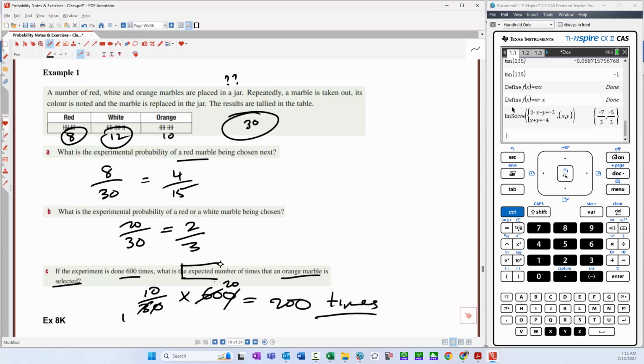Now again, note that this is the expected number of times. It's not guaranteed to happen that way because we don't really know, one, how accurate this data is here, and also because it's probability, things will vary.